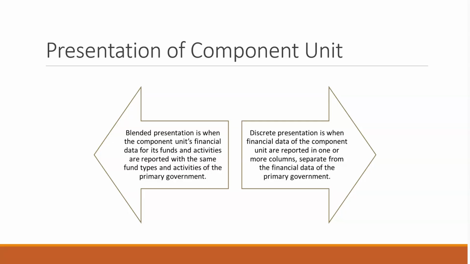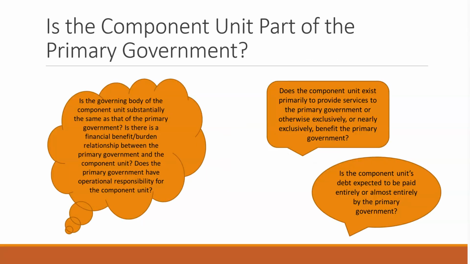Okay, so how do we decide which one of those presentations we have to choose? We have to ask these questions. Is the component unit part of the primary government? Is there debt paid by the primary government? Do they exist to provide services for the primary government? Or do they exclusively benefit the primary government? Is the governing body of the component substantially the same as that of the primary government? For example, if the mayor and some other staff of the primary government comprise the entire board of the component unit, then that's substantially the same.